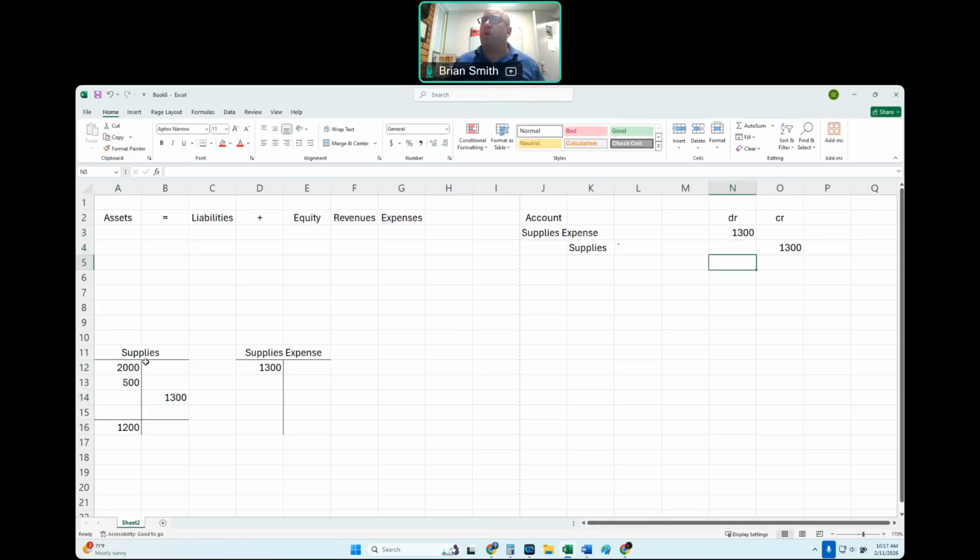Let's first look at what would happen if we didn't make this adjustment to supplies. If we're basically saying we didn't care about our account, then our balance is going to show that we have $2,500 worth of supplies, when really we only have 1,200. 1,200 is what it should be. So we're saying that our supplies are 2,500, but it's not reality. We're overstating our assets because supplies is an asset. Now, if we didn't make this supplies expense, remember, increasing an expense decreases overall equity, excuse me.